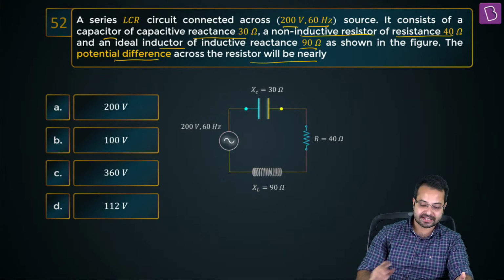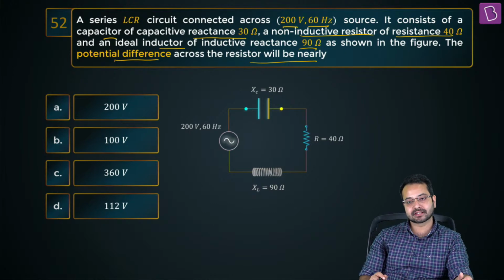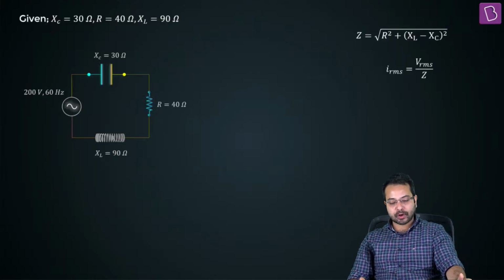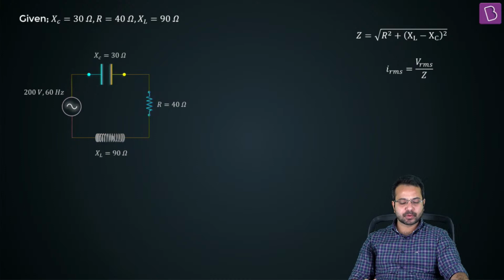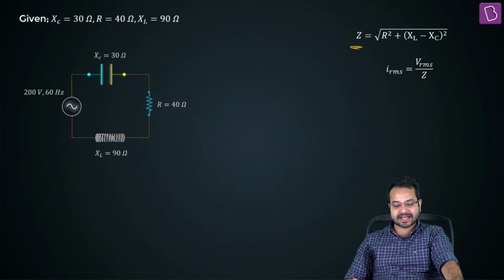So we have a series LCR circuit and we want to find out what is the potential difference across the resistor. Okay, how do we go about it? First, we should calculate what is the impedance. Impedance is given by the square root of R square plus (XL minus XC) square.